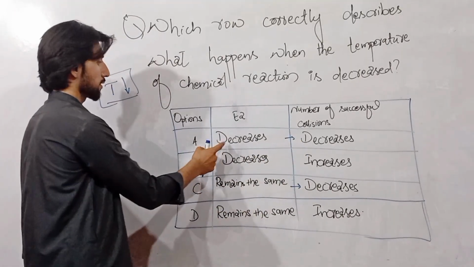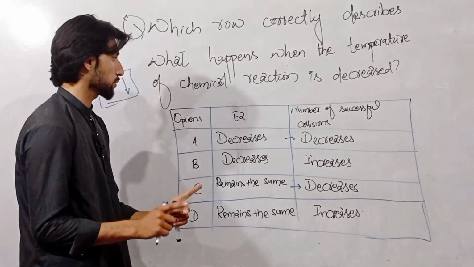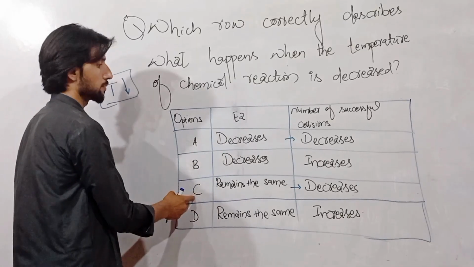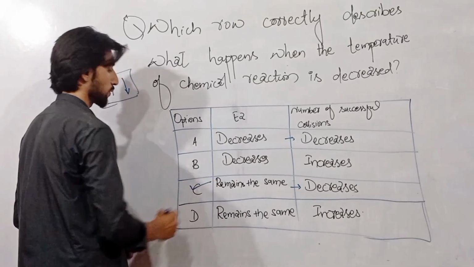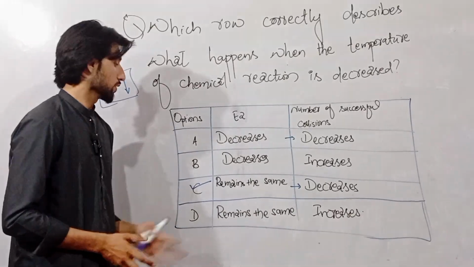In this case, they are saying the activation energy decreases, which is a wrong perception, wrong answer. Remains the same. Yes, activation energy remains the same, and the number of successful collisions decreases because the value of kinetic energy decreases.